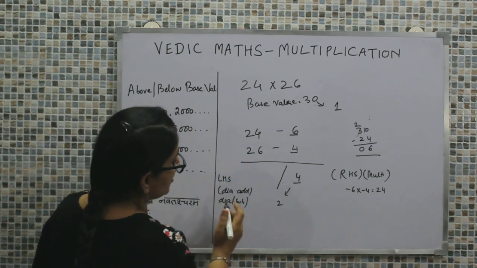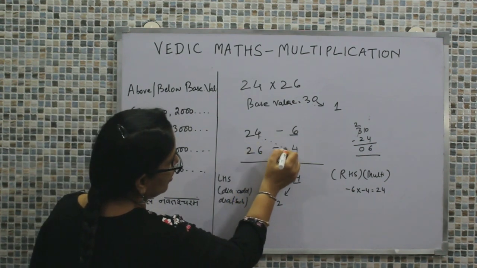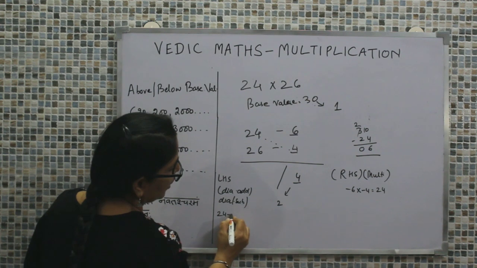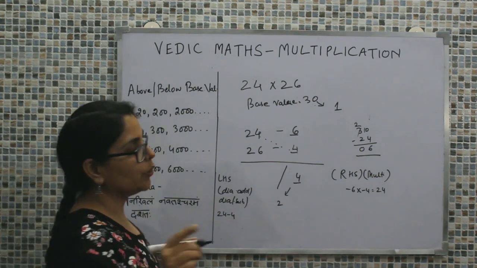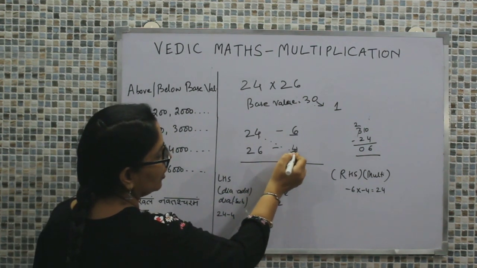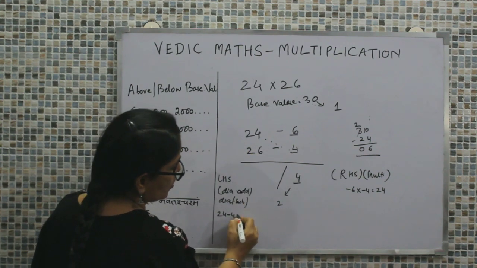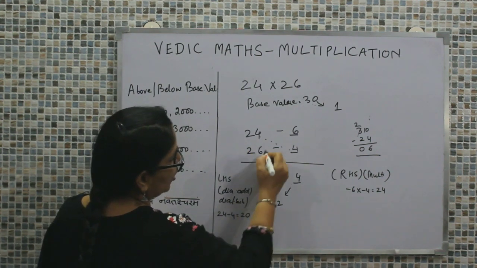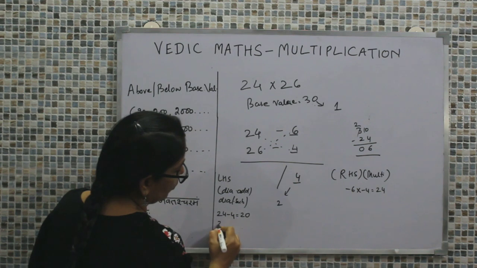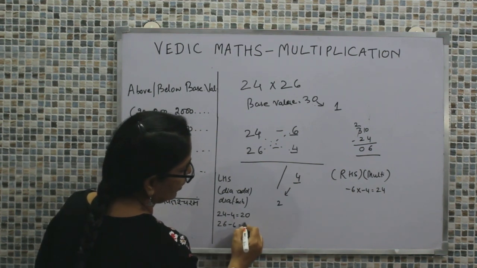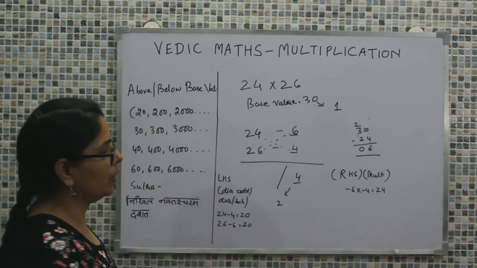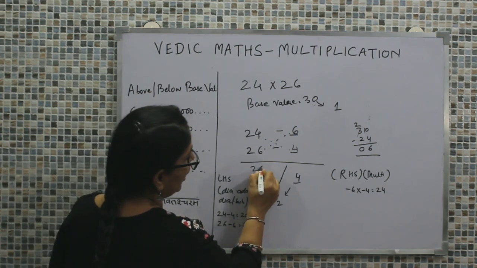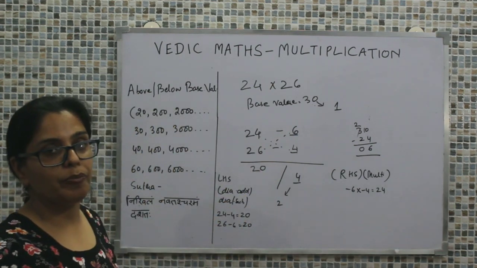The excess value or the overflow value is 2. Now talking about the LHS. LHS is 24 minus 4. Make sure that you are taking into consideration the negative sign attached to that particular digit. So that comes out to be 20, or 26 minus 6, that also comes out to be 20.